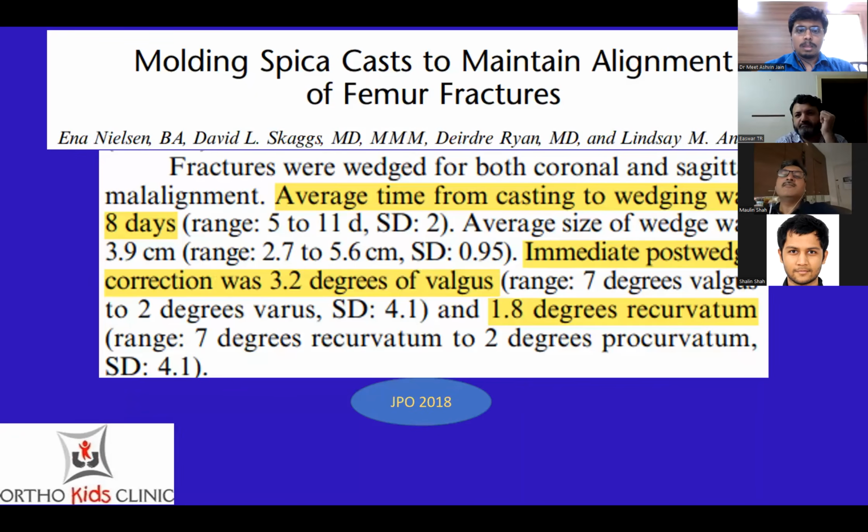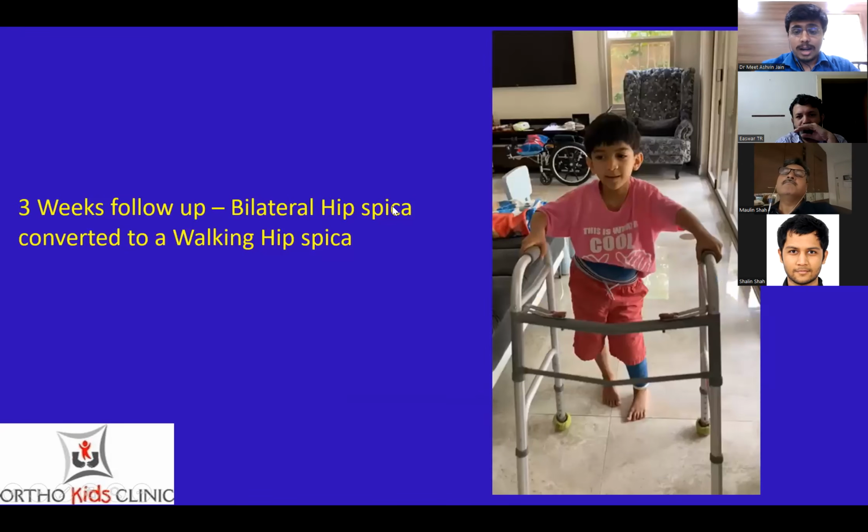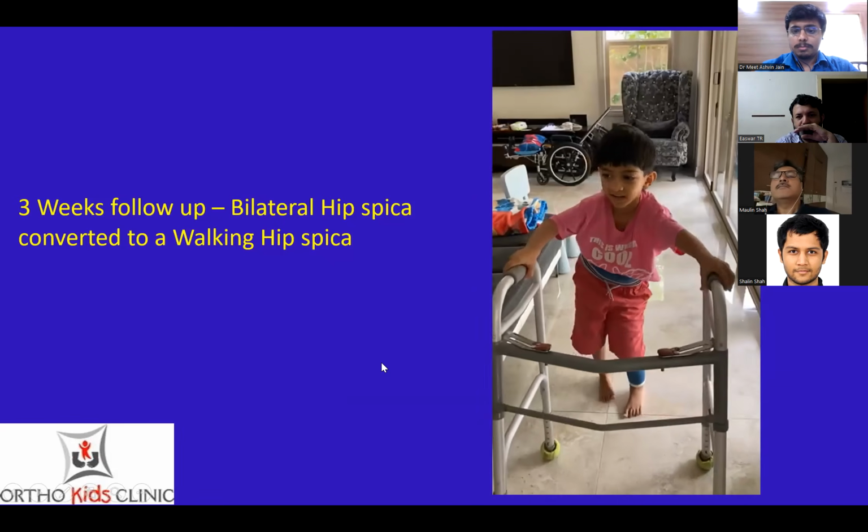Yeah, Meet, go ahead. This is just a paper about the wedging of the cast, which suggests that the average correction obtained ranges from 7 degrees valgus to 2 degrees varus, and from 7 degrees of recurvatum to up to 2 degrees of procurvatum. This was published in the JPO 2018. So now at 3 weeks, the bilateral hip spica was changed to a walking hip spica.